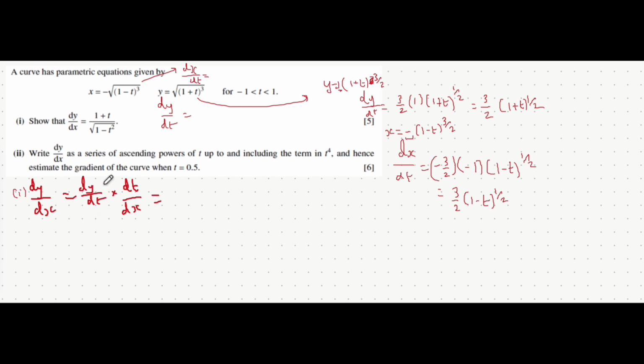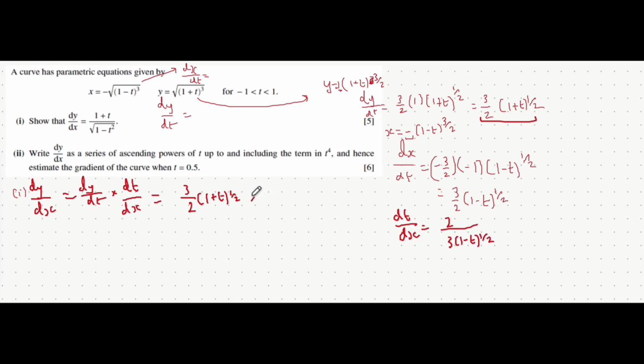Now dy by dt, we already have that. That's 3 over 2 and then 1 plus t all to the power of a half. But we want to multiply onto it dt by dx. Right now we have dx by dt. To get dt by dx, that's essentially the reciprocal of dx by dt. So if we do the reciprocal of everything here, so we flip over the fraction, it becomes 2 over 3. And not only that, but this variable here, 1 minus t to the half, goes to the denominator now.